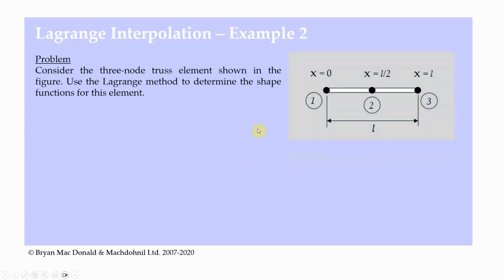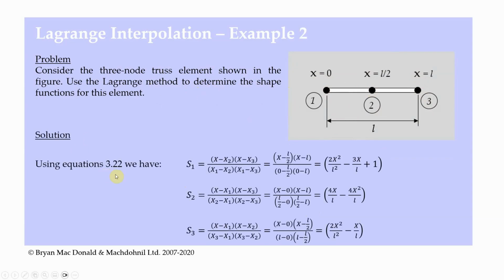Consider now we have a 3-node truss element shown in the figure. Use the Lagrange method to determine the shape functions for this element. Again, we've got node 1 here, node 2 in the middle, node 3 there, and they've got coordinates of 0, L over 2, and L. And again, the element is length L. Using the equations we had before, we just put in all our values.